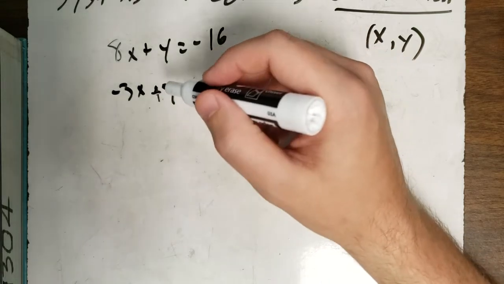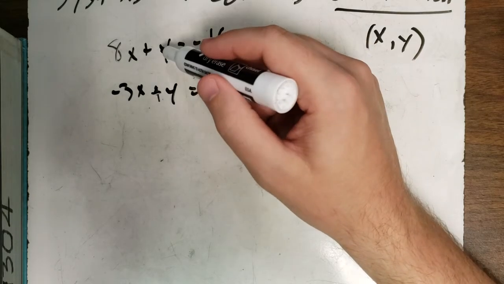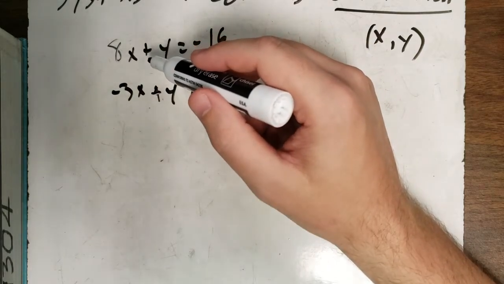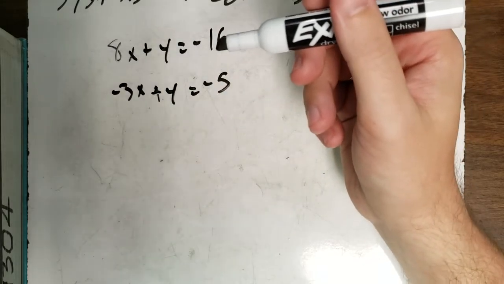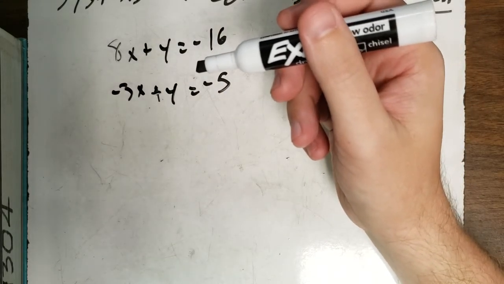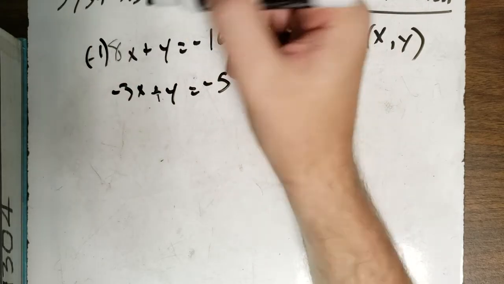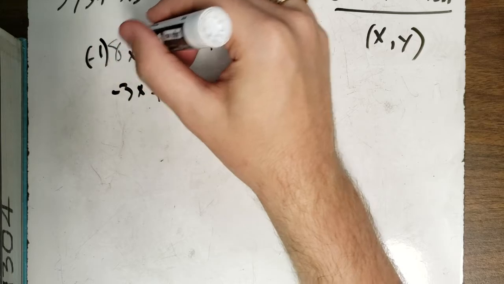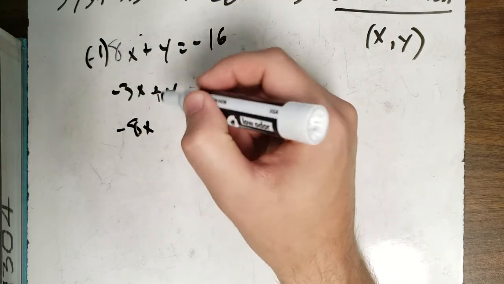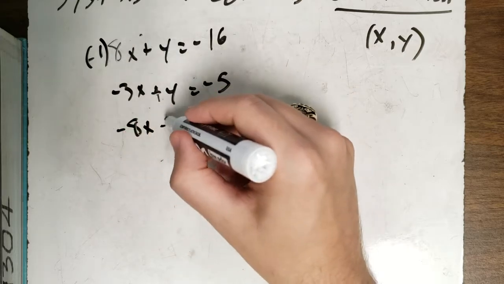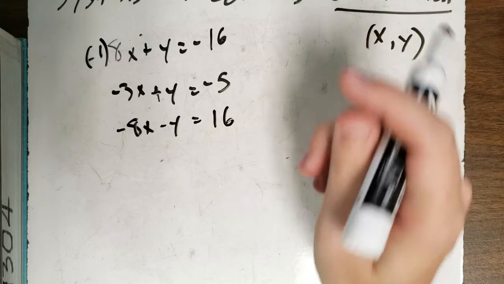We have to make one of these a negative. Once again, what do we need to multiply a positive y by to get a negative y? Well, we just multiply it by a negative. So, let's do that. Let's multiply one of these by a negative. Let's go ahead and do the top one this time, because you can do either one. Okay, multiply the top, everything, by negative 1. Okay, so negative 1 times 8x is negative 8x. Negative 1 times y is a negative y. Negative 1 times negative 16 is a positive 16.